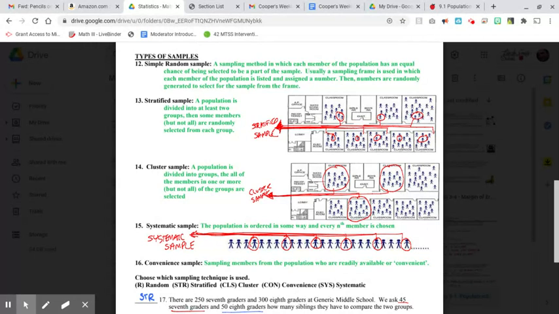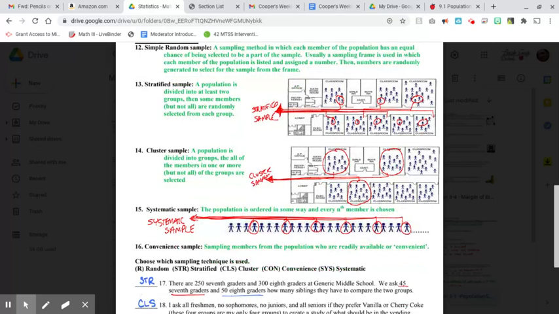And lastly is a convenience sample, and that's when you sample members from the population that are readily available or convenient. So like if I want to sample people from Lincoln High School, but instead of going around the school, I just look at my classroom and say, oh, there's some people right here. I'm just going to sample them. Or, oh, there's some Facebook friends that are online. I'm just going to ask them. So you just do things that are really easy or convenient to you.